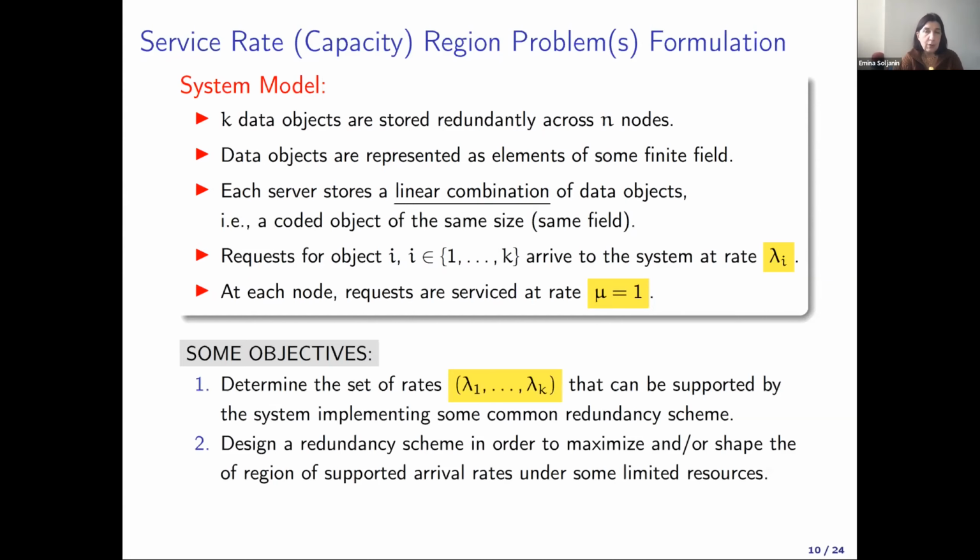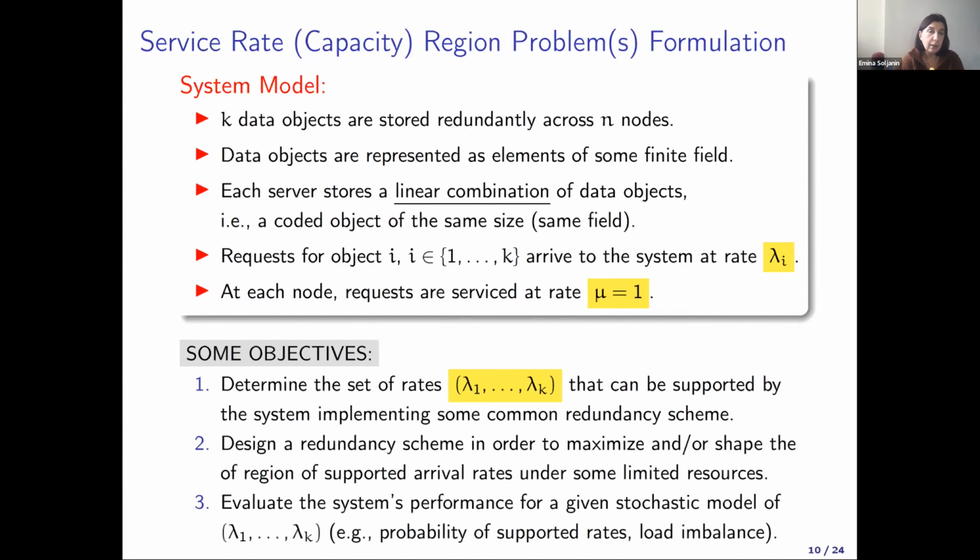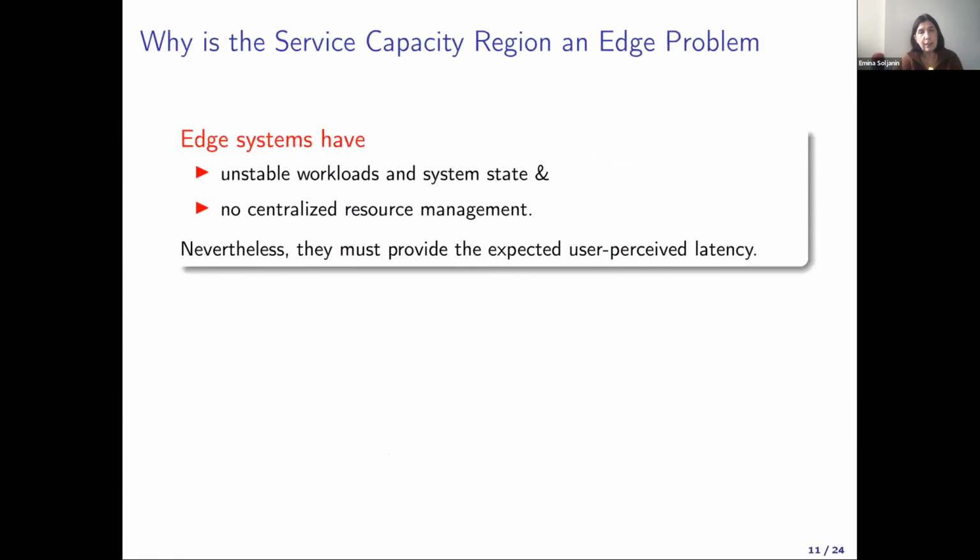There are some others, like, how do I design something that I want to support a certain region? I know something about my moviegoers, right? And also, since my knowledge is often stochastic, I may need to actually evaluate the performance of probabilistic systems.